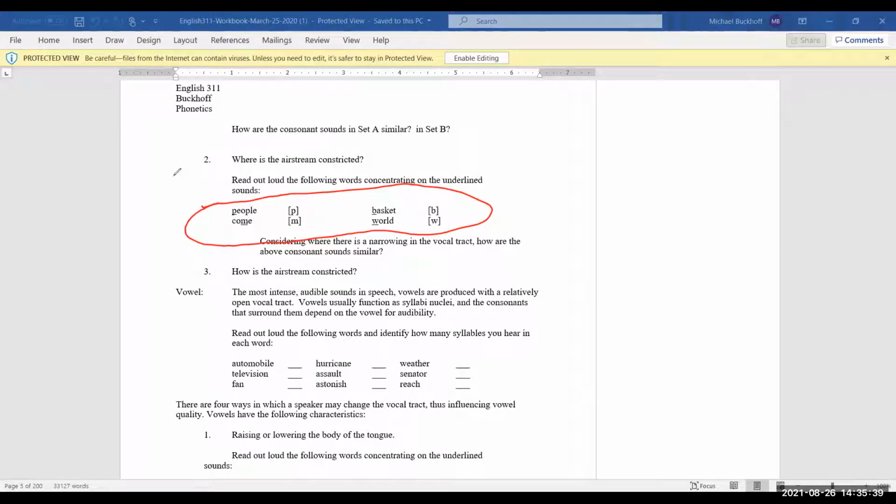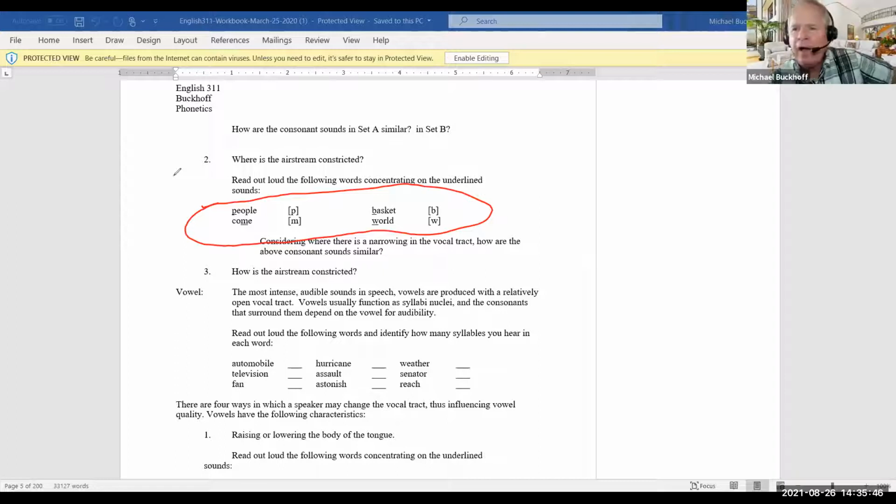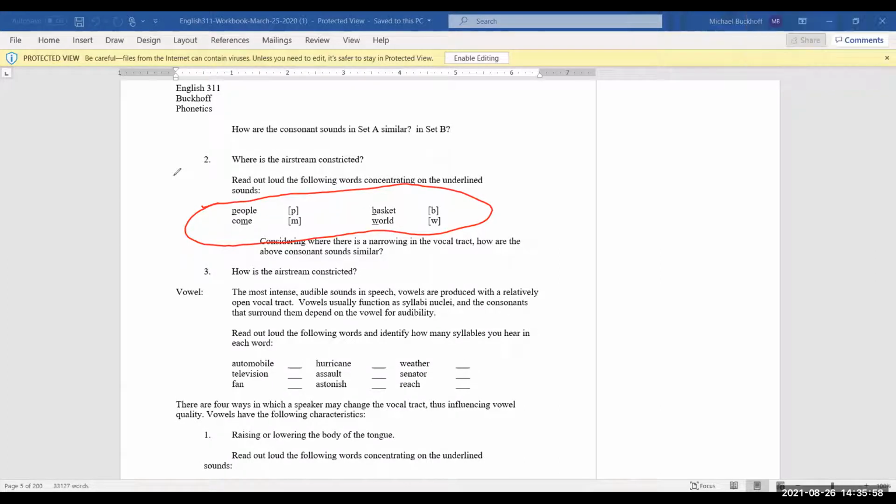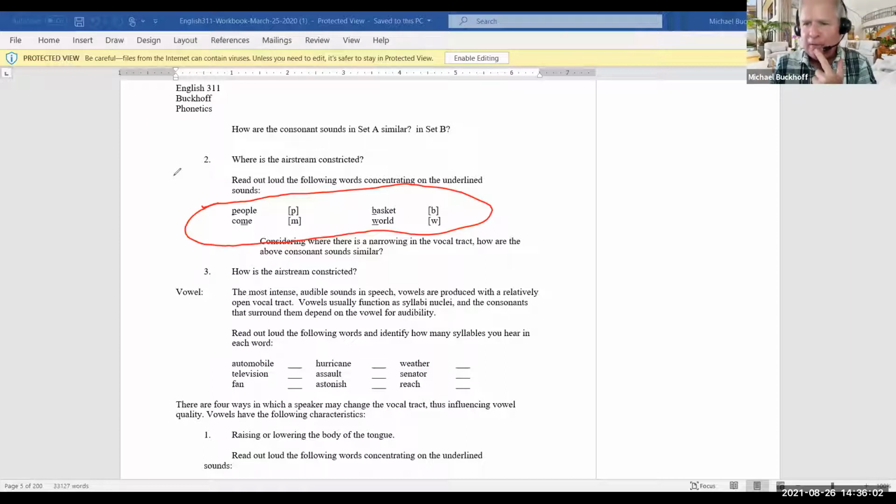Can you just read these words in the circle here and let's see what we can say about them? Okay. So people, basket, come, world. So notice you have people, people. You have come, basket, world. So do you see when I say all those sounds? The lips are coming together, right? In every one of those examples.